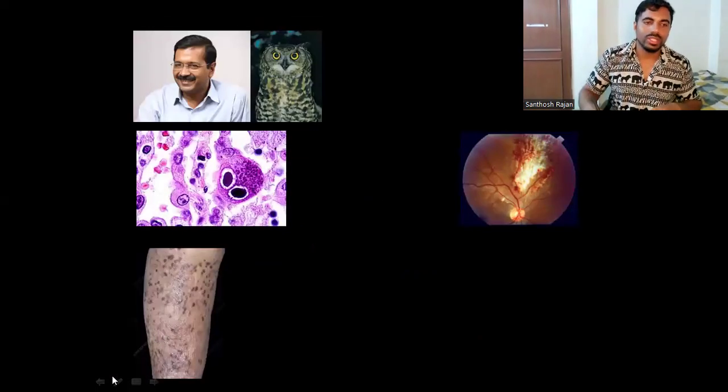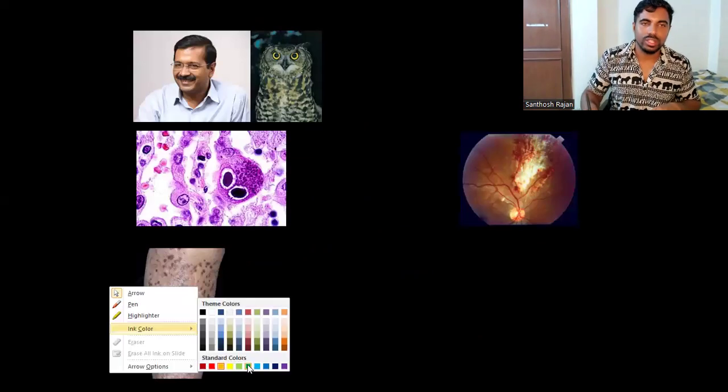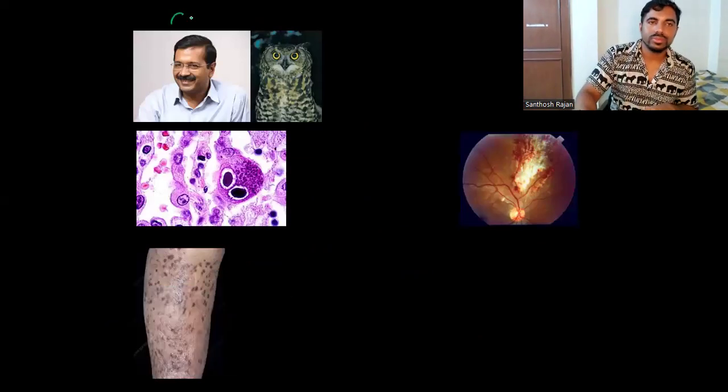Now this one, what is this? Oh, our Kejriwal ji is here. So what is he doing here? So this is a chief minister. He is having an owl, plus sometimes he gives pizza to all Delhi people, you know.